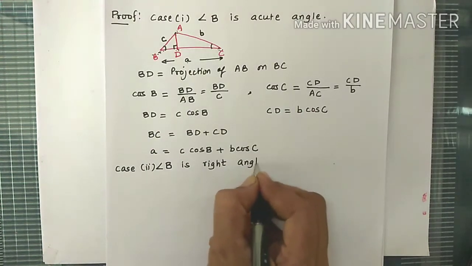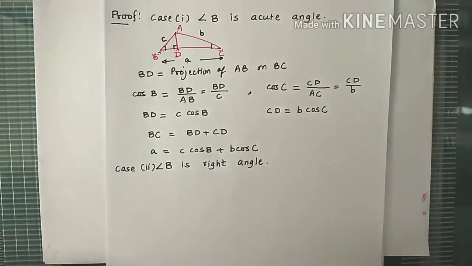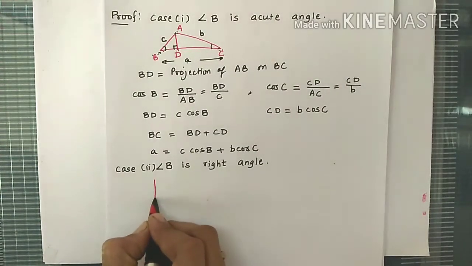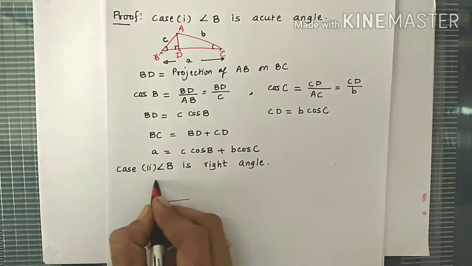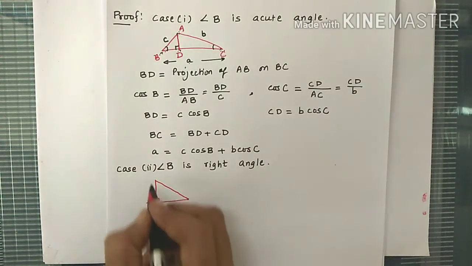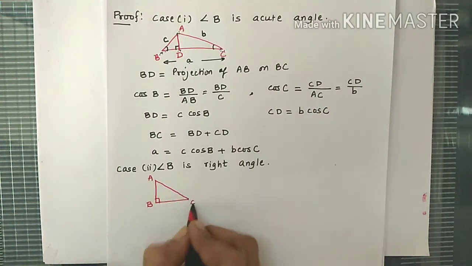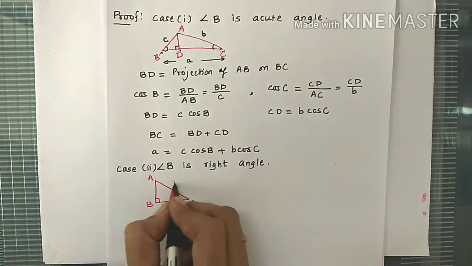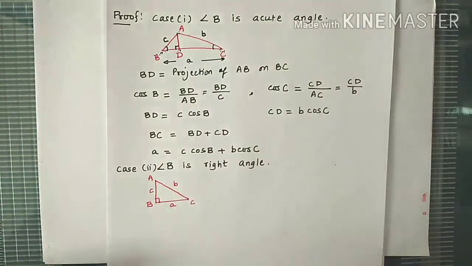Now if angle B is a right angle, we get the diagram like this. Angle B is a right angle, so here I have drawn B as a right angle. So this is triangle ABC. This is A, this is B and this is small letter c. So let's verify whether we have this equality or not.